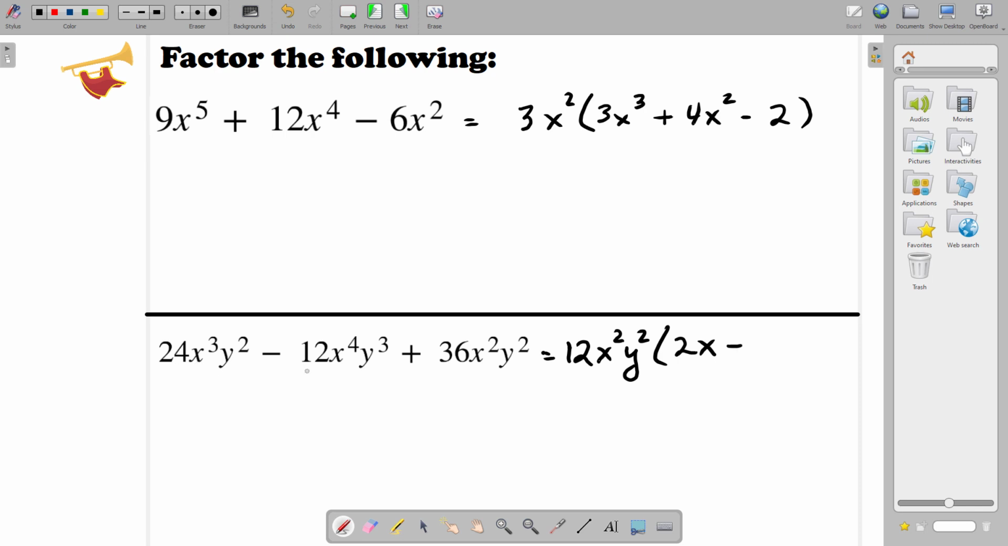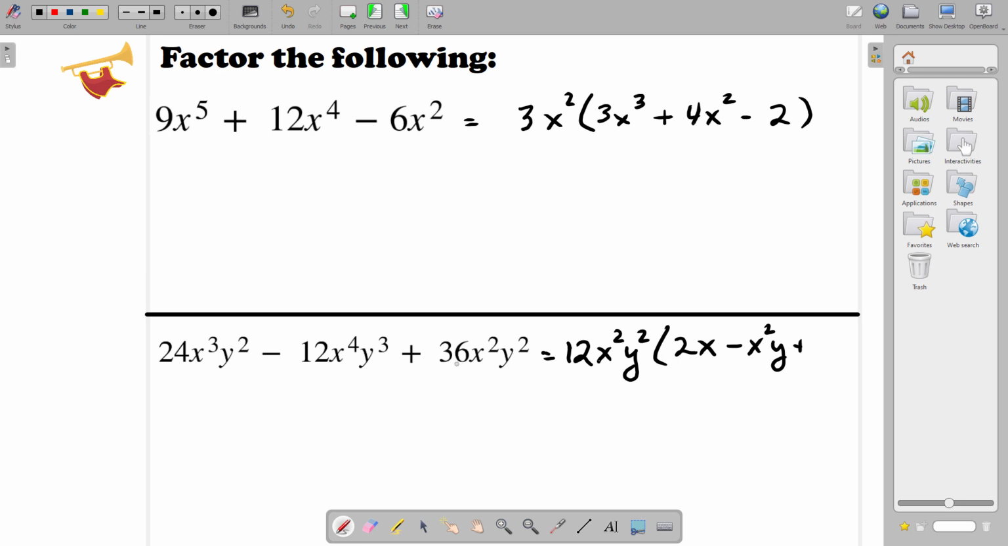Minus, here we're dividing out the 12s. We're going to divide out x squared from x to the 4th. We're left with x squared. X squared times x squared is x to the 4th. And divide out a y squared, we're left with y. 12 times -1 is -12. X squared times x squared is x to the 4th. Y squared times y is y cubed.